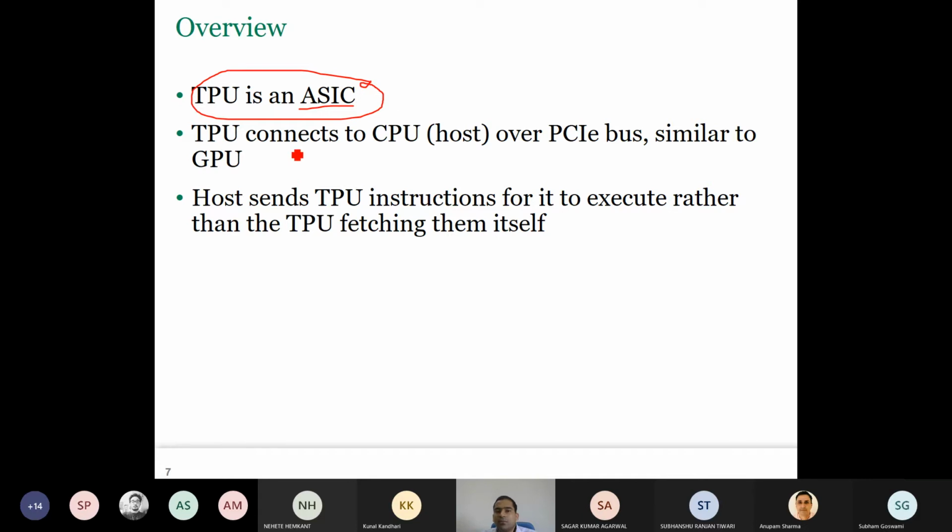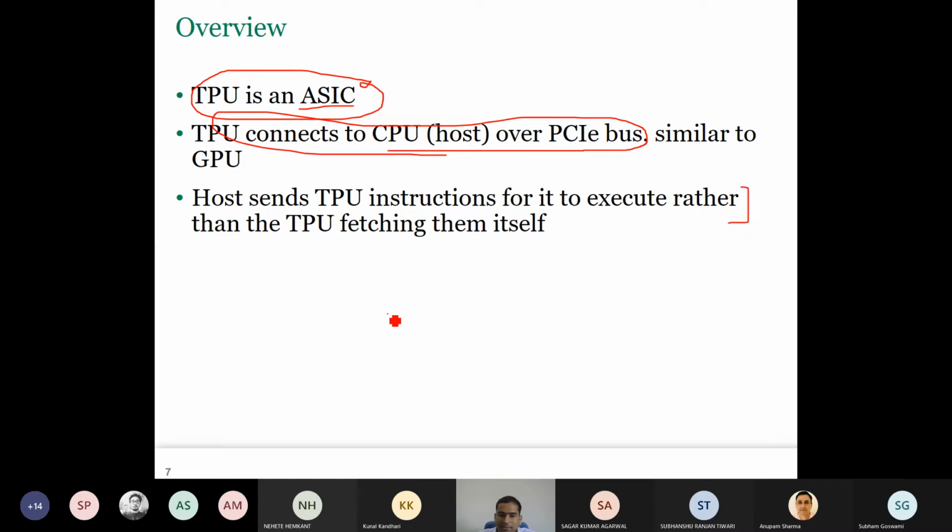Okay, so the TPU connects to the CPU over a PCI Express bus. Remember, just as with a GPU we need a host, similarly with an FPGA we need a host, and with an ASIC we need a host. So we always need a host. The CPU is always required. The host sends the TPU instructions for it to execute, rather than the TPU fetching them itself.